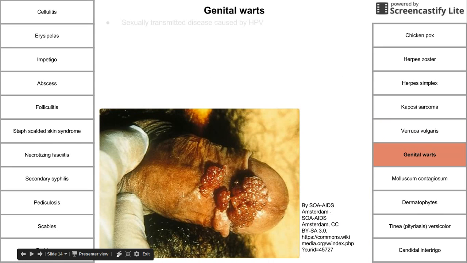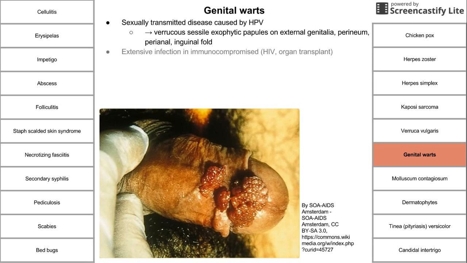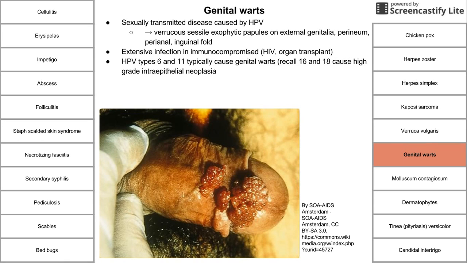There's also genital warts, also caused by HPV, human papillomavirus. These are sessile exophytic plaques on the external genitalia, the perineum, the perianal region, and the inguinal folds. There's extensive infection in immunocompromised people, like people that have undergone organ transplants or HIV patients. HPV types 6 and 11 typically cause genital warts, and recall that 16 and 18 cause the high-grade intraepithelial neoplasia that can lead to cervical cancer.